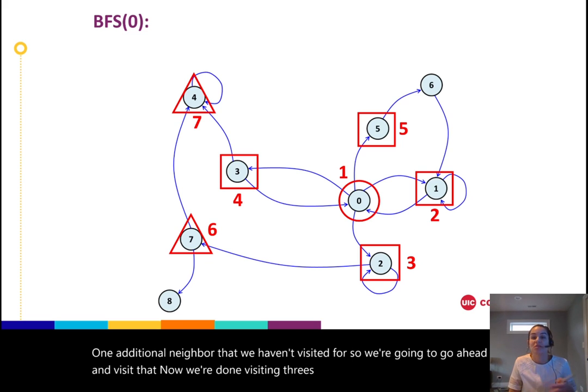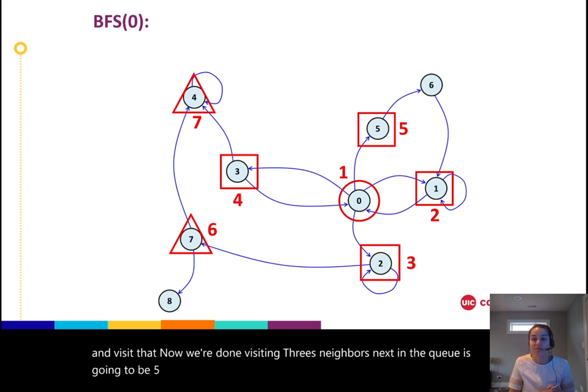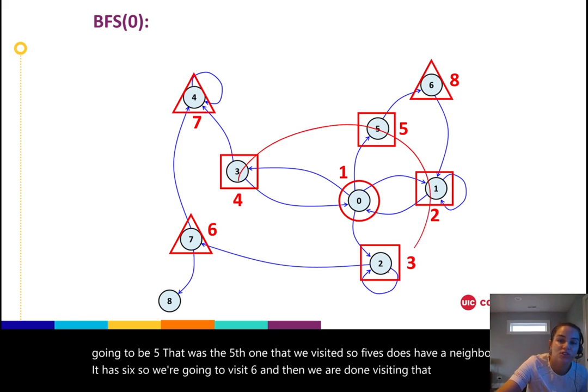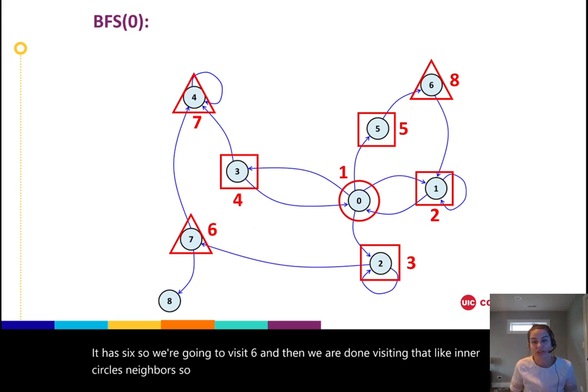Next in the queue is going to be 5. That was the 5th one that we visited. So 5 does have a neighbor. It has 6, so we're going to visit 6. And then we are done visiting that inner circle's neighbors. So now we need to go to the outer circle's neighbors.